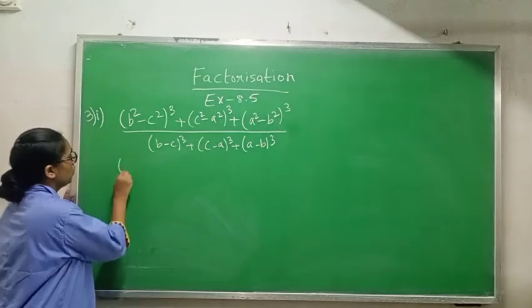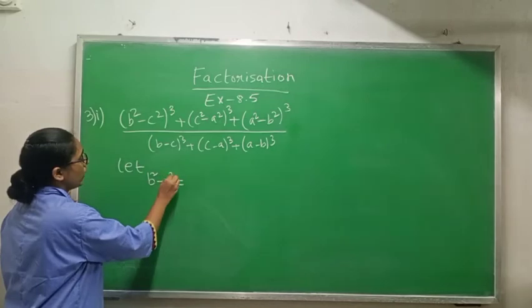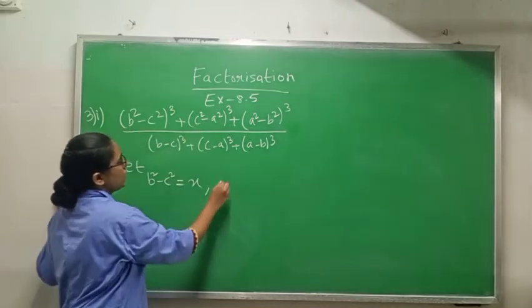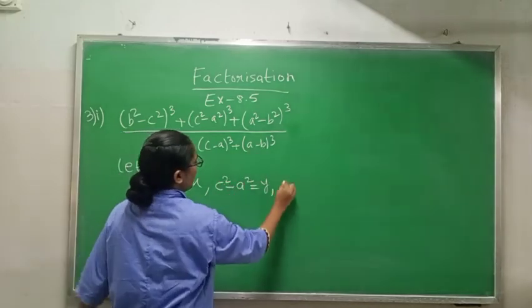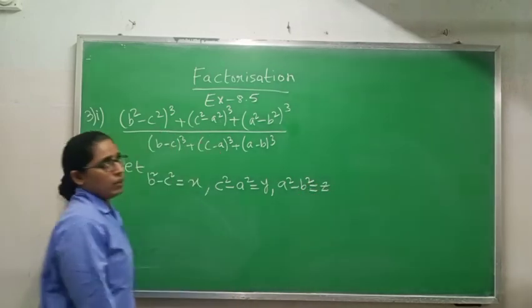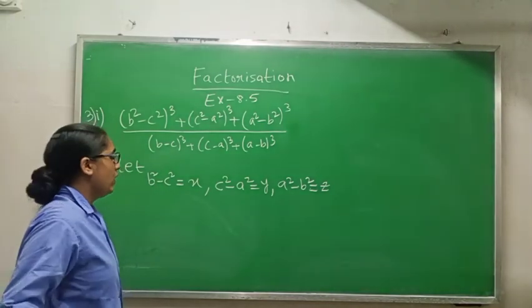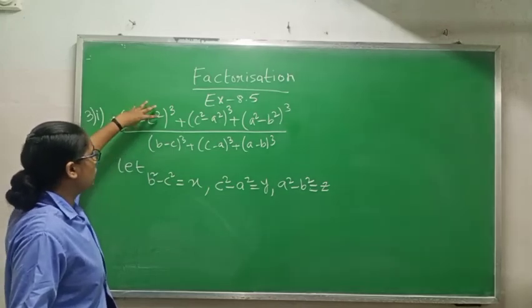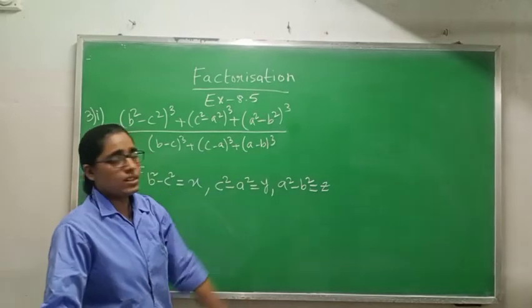First of all, let b² − c² equal x, then c² − a² equal y, then a² − b² equal z. We have done this type of sums in exercise 8.4, I think. So I am letting this cubed term be x, this term y, and this term z.